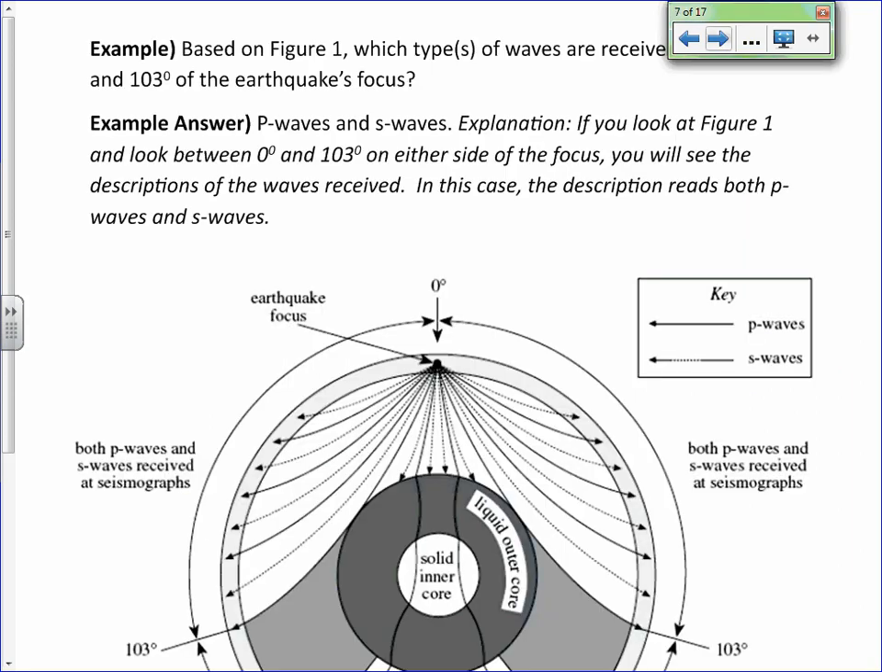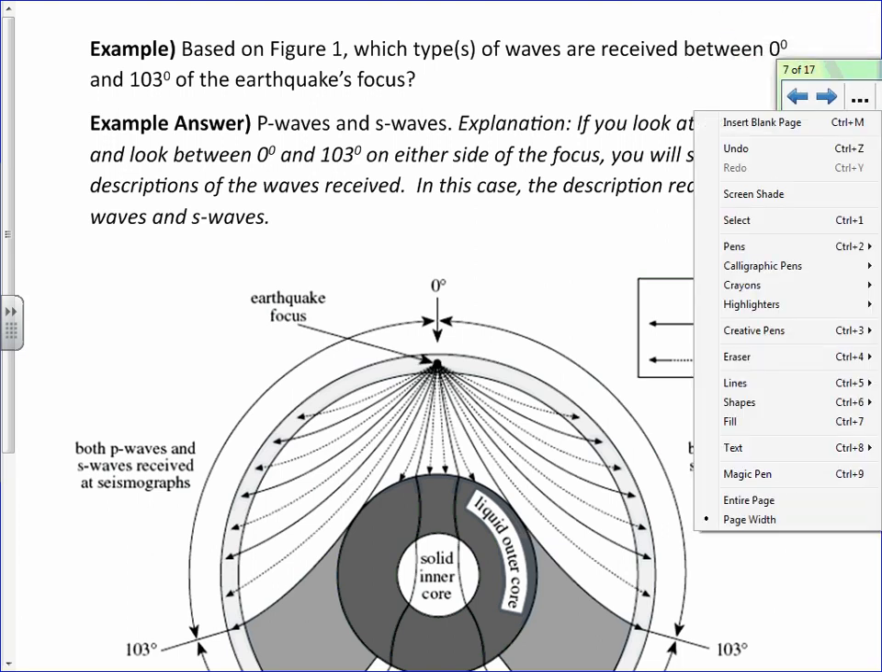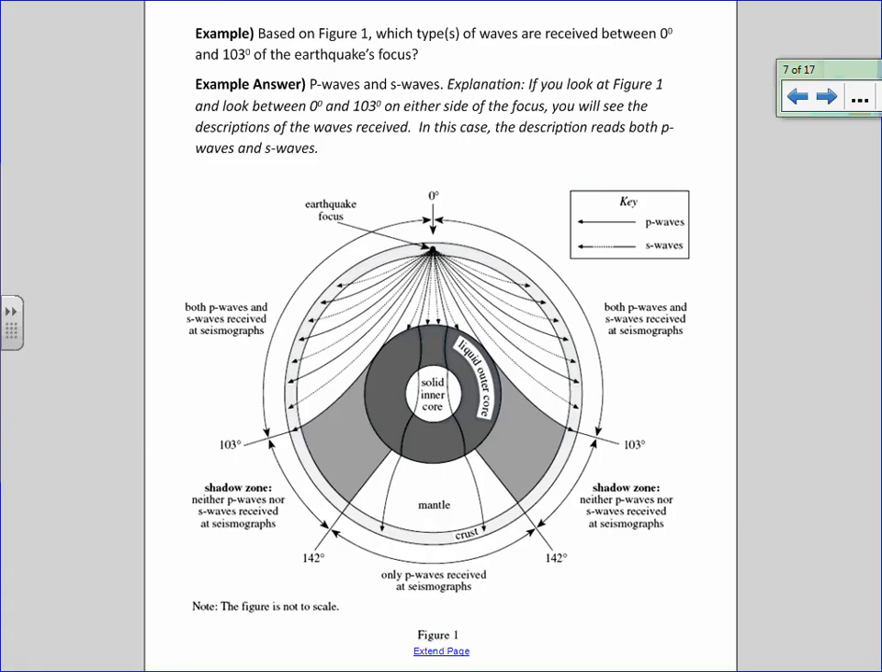Based on figure 1, what type of waves are received between 0 degrees and 103 degrees of the earthquake focus? If we take a look at the 0 degrees, can anyone point out to us where we would find 0 degrees on figure 1? All the way at the top. So that should be right here.